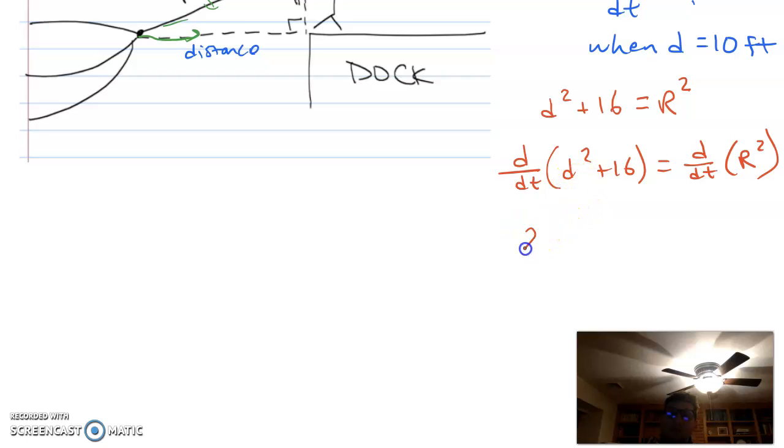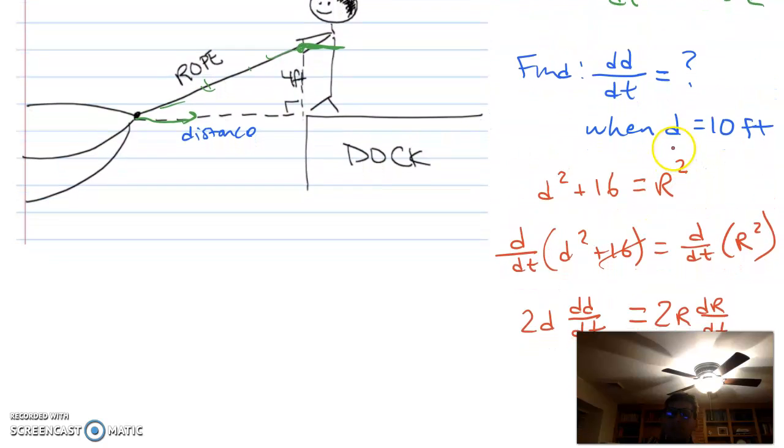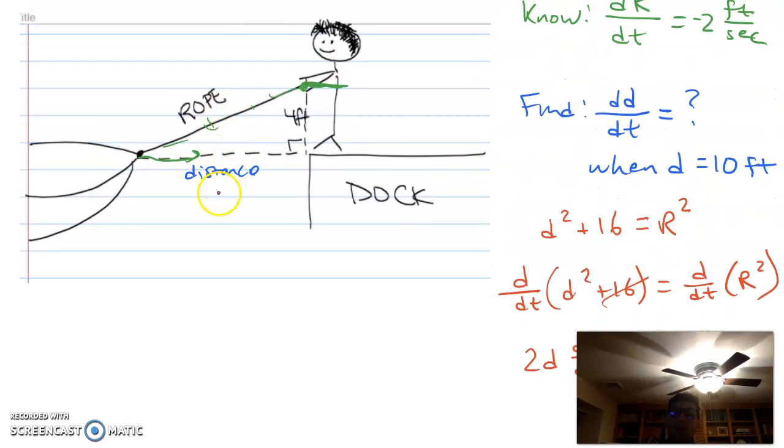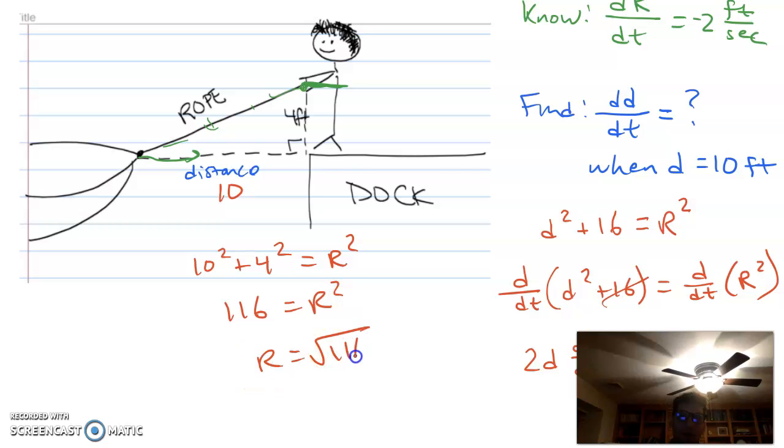Okay, so this would give me 2d, but then I need to chain rule it since it's dd dt. This would just disappear to 16. And this would give me 2r dr dt. Okay, so at the moment when this is 10 and this is 4, I could figure out what r is by the Pythagorean theorem. So that'll be 10 squared plus 4 squared equals r squared. That'll be 116. So r would just be root 116.